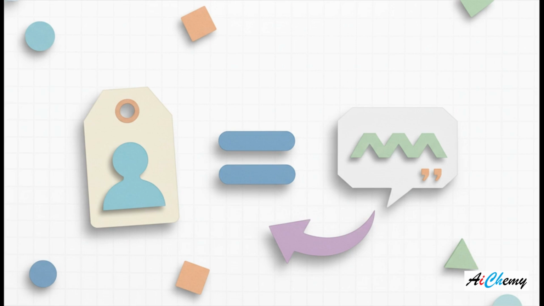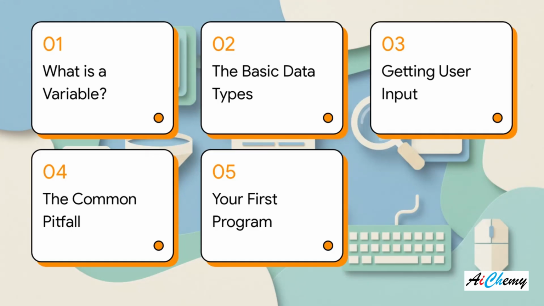And making one is super easy. Seriously. You just pick a name for your box, use an equal sign, and then give it the value you want it to hold. So right here, we've made a variable called name, and we've told it to remember the text, bro.